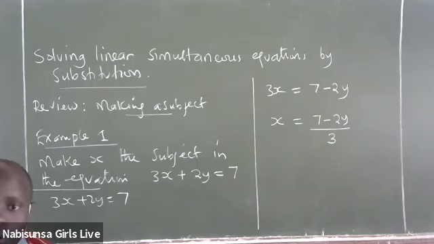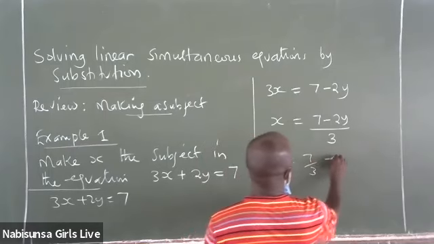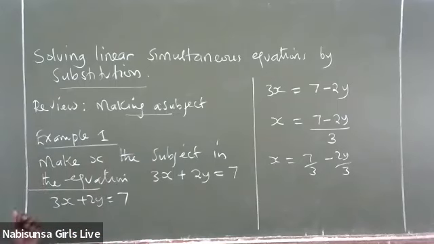I can see Ravina's hand. Ravina? Teacher, why did you put 7 and 2y under 3? Wouldn't you put 7 over 3 minus 2y over 3? It's okay. That will also be okay. You want people to say 7 over 3 minus 2y over 3. Are you talking about something of that kind, Ravina? Yes. It is the same thing. It is okay. It is fine.